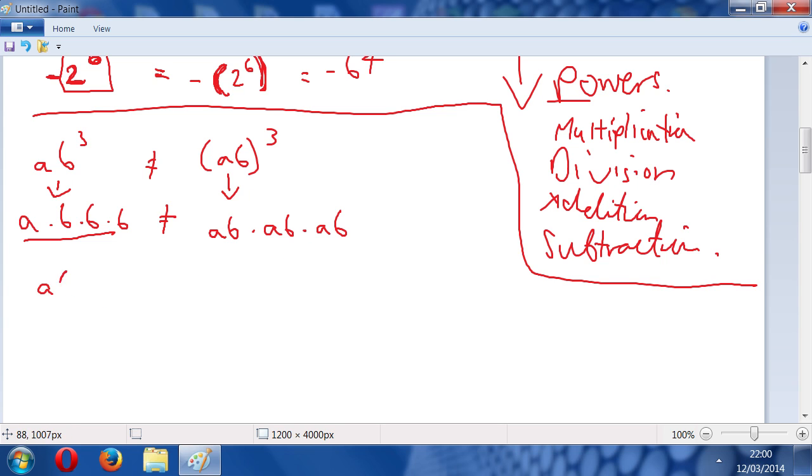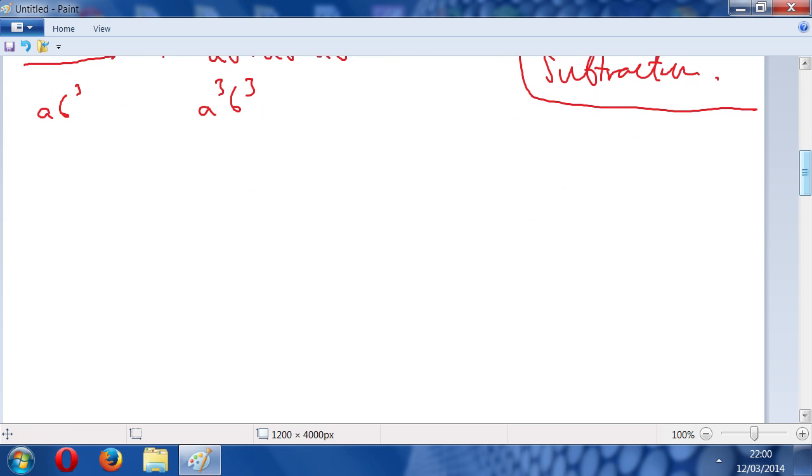So yeah, so this is AB cubed, and this is A cubed B cubed. So it's different. It's a different thing. So they're not the same. Now that should be pretty clear. I guess I could do that for the next few as well, maybe.